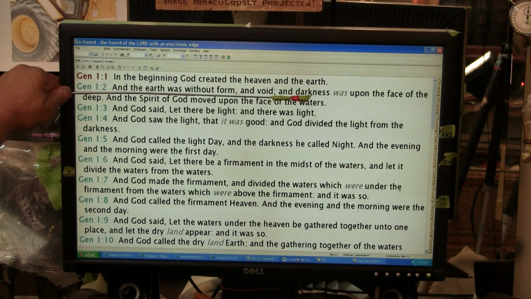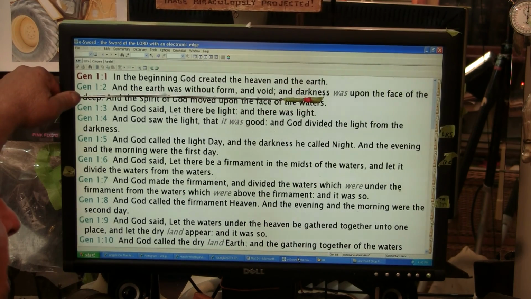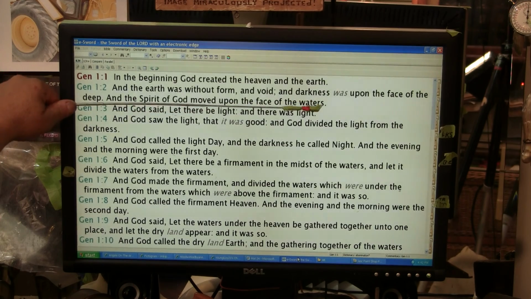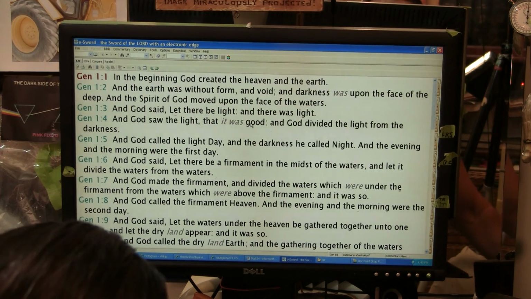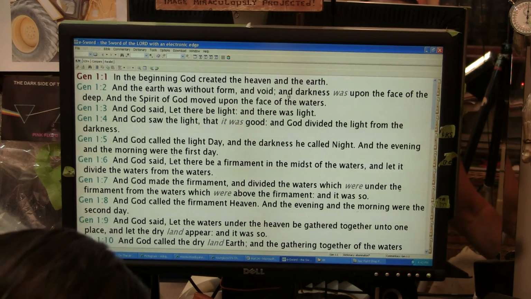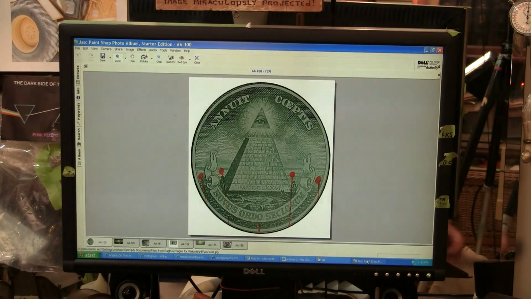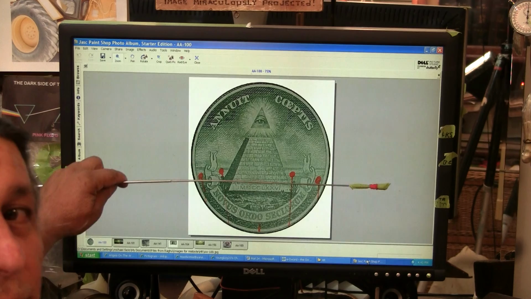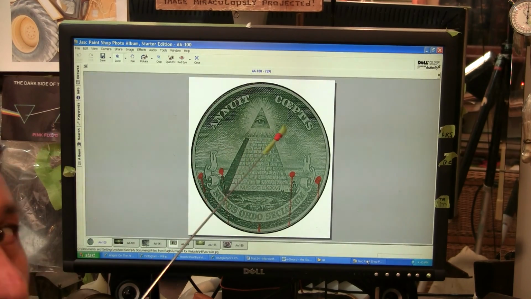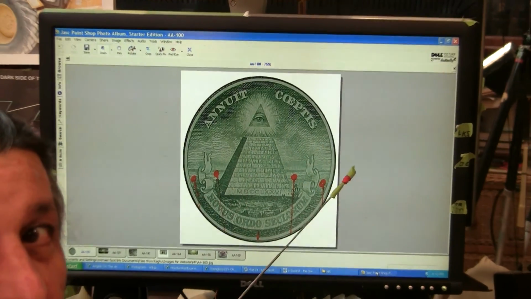Genesis chapter 1 verse 2. And the earth was without form and void, and darkness was upon the face of the deep, and the Spirit of God moved upon the face of the waters. Okay, and the earth was without form and void, and darkness was upon the face of the deep. Very complicated. In my book, it takes 50 pages to describe the first 17 verses of Genesis. So don't expect it all to happen in 10 minutes.